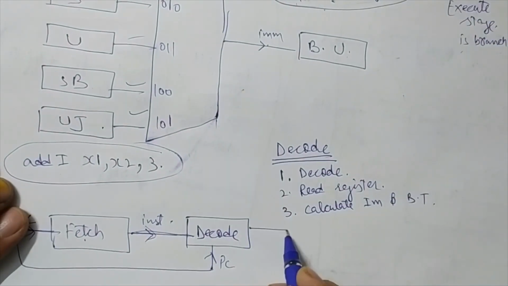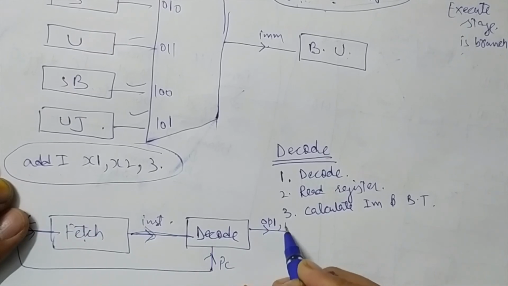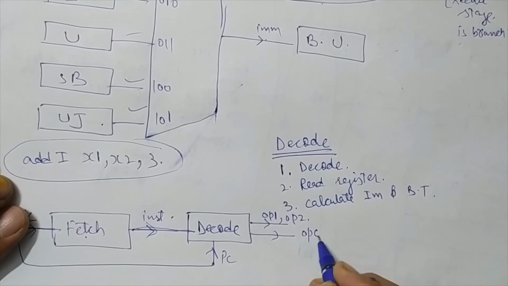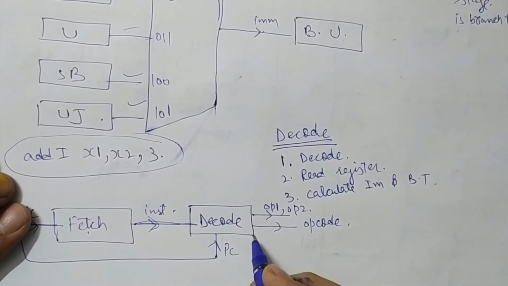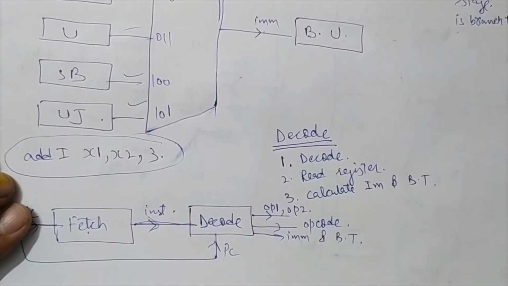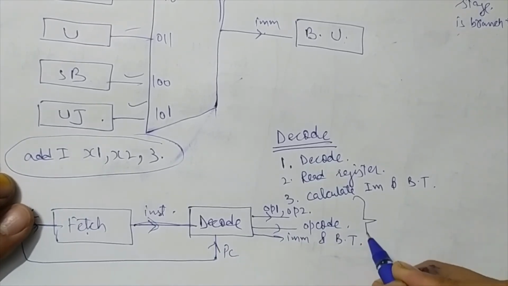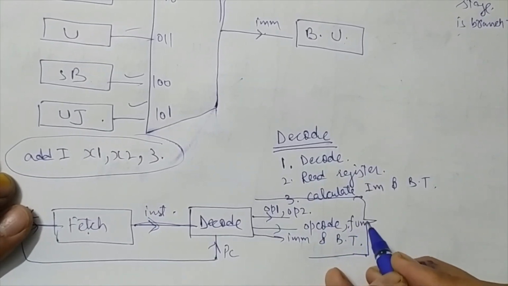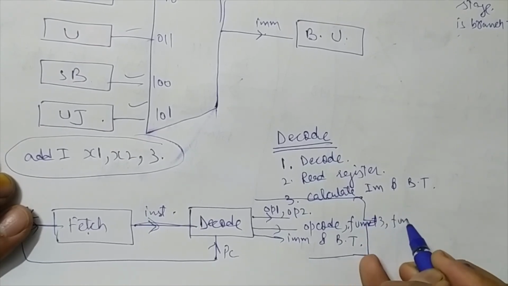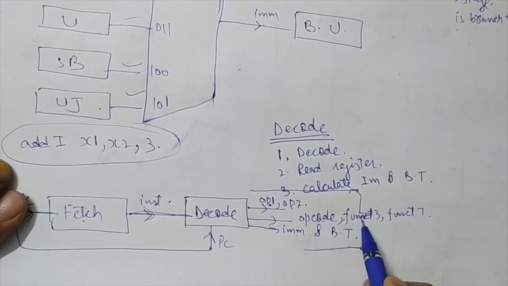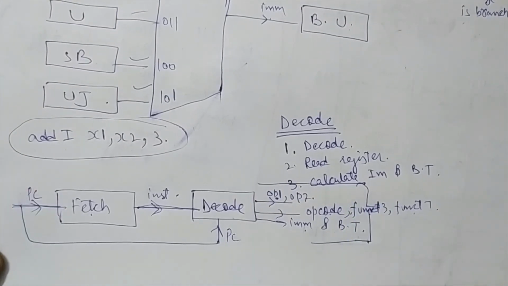and what is the output? The output is the value of registers op1 and op2. Components, for example opcode, the type of operation that we have to perform, also immediate and branch target. Not only opcode but also func3 and func7. So op1, op2, opcode, func3, func7, immediate and branch target are the outputs from the decode stage.